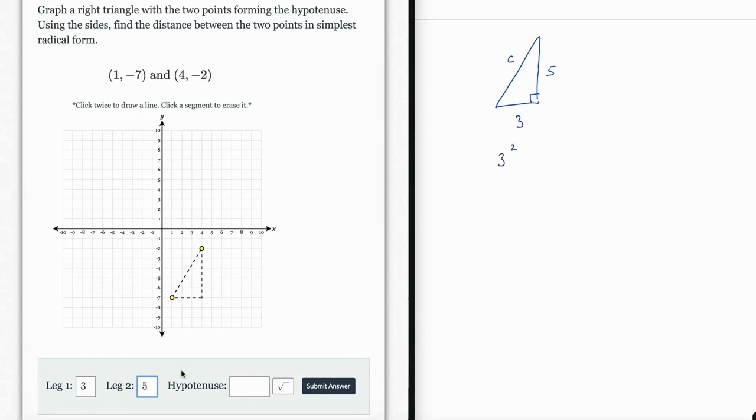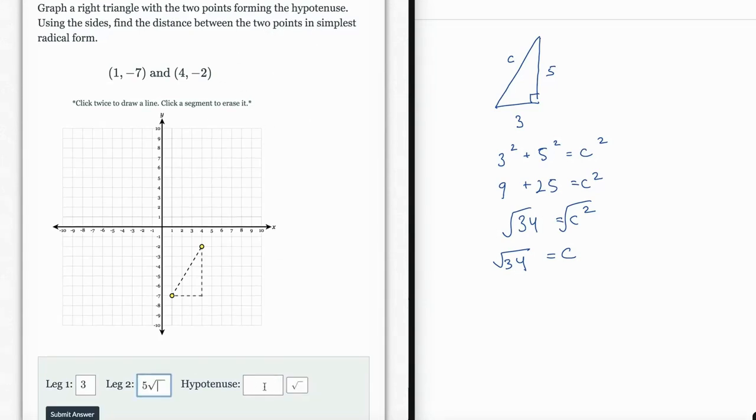Well, we're going to do 3 squared plus 5 squared equals C squared. 3 squared is 9, 5 squared is 25. And then we do 9 plus 25, which is 34. And our last step is to solve for C. So to solve for C, we'll take the square root of both sides. And the square root of 34 is the answer in simplest radical form.